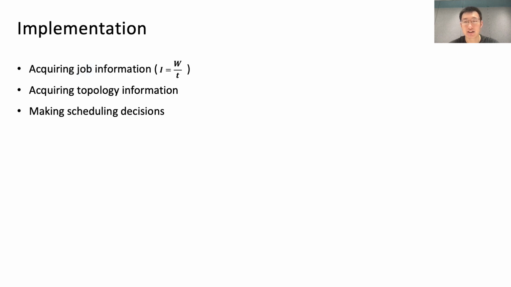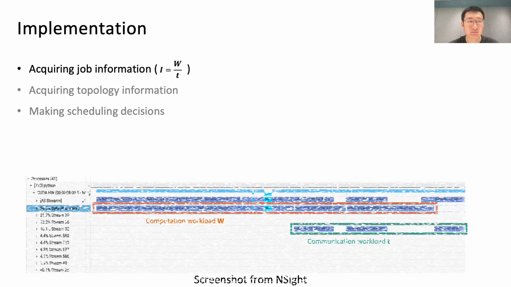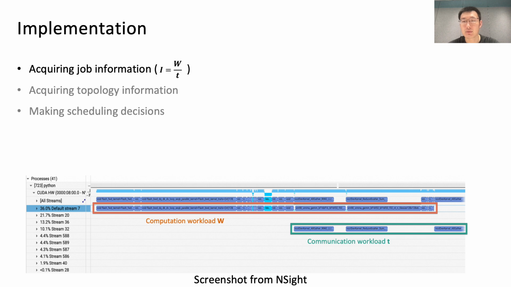We have built Crux in our production for daily communication scheduling. Our implementation needs to address the following issues. The first problem is how to get job information, including computation workload W and communication workload T, to calculate GPU intensity I. To ensure a new job is measured accurately, we always first assign the highest priority to it to make sure it will not be affected by other jobs. Then we can measure its computation and communication workload.